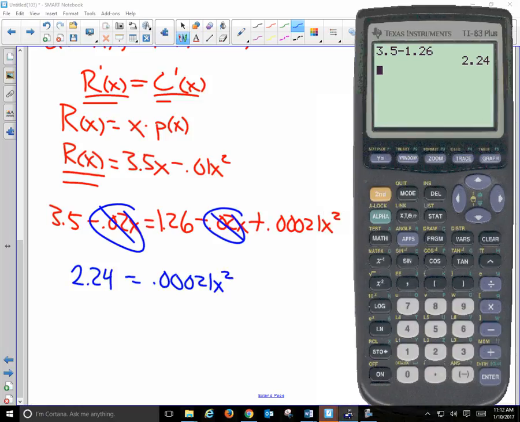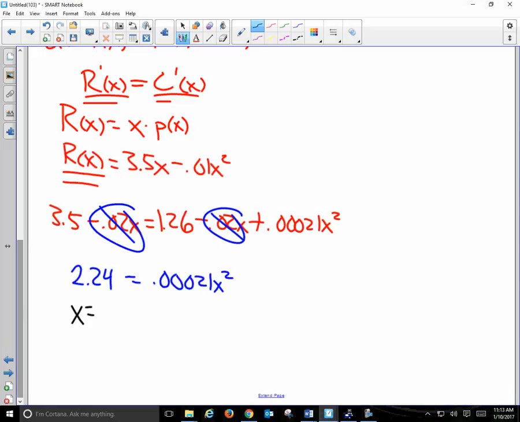If you could quick solve that. Yes, it was a telemarketer. Okay, so what did you get for X? So 103.28 items. That is what we should produce in order to maximize our profit. That's valuable for a company to know, right?